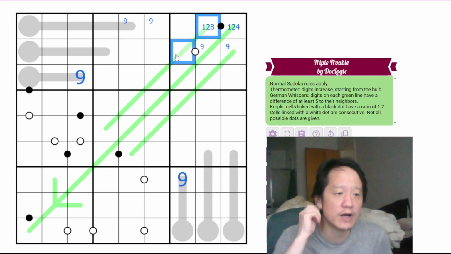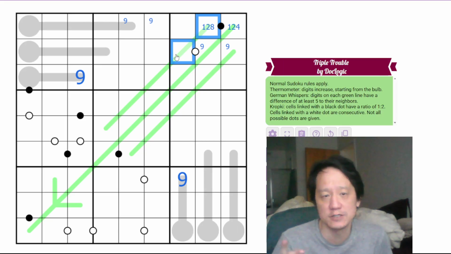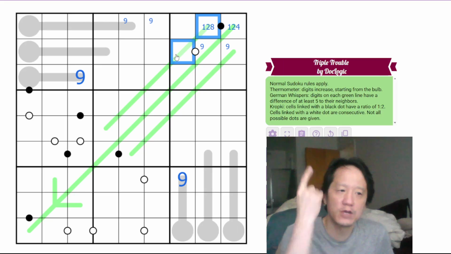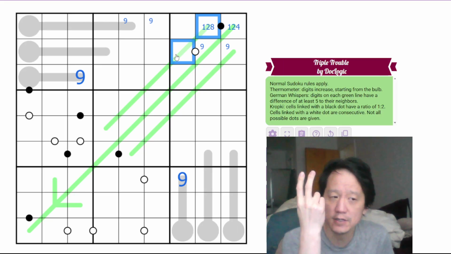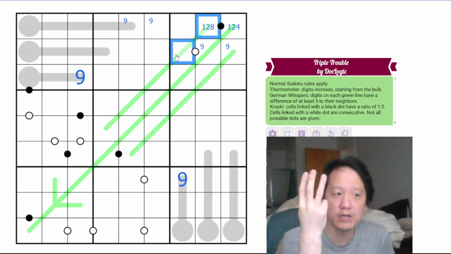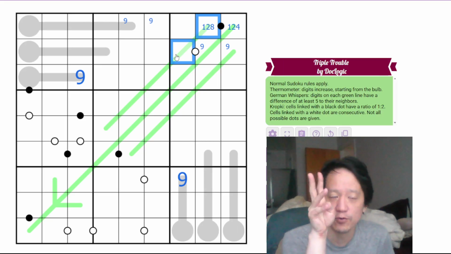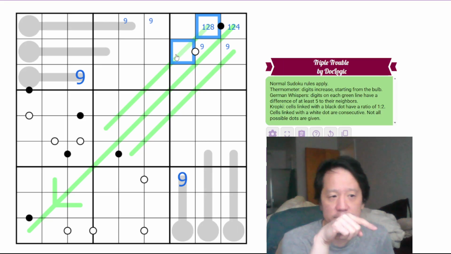And the reason why is what digits can be next to 1 through 4. 1 can be next to 6 through 9. 2 can be next to 7 through 9. 3 can be next to 8 or 9, and 4 can be next to 9. So any digit from 1 through 4, you'll always have a digit next to it that's from 6 through 9.